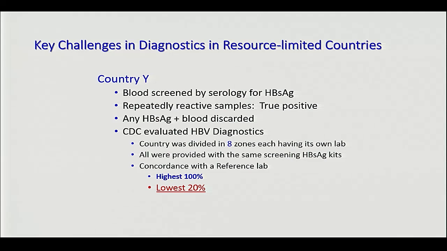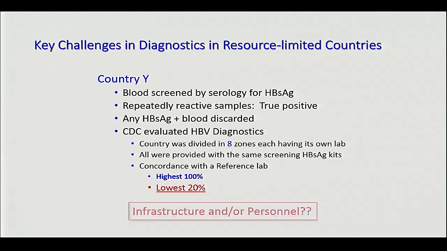Repeatedly reactive samples were considered positive, and here in this instance, 80% were false negatives, and these people were actually transfused with hepatitis B virus-infected blood. And when I tested these samples here, 90% of these HBsAg positive samples were also positive for HBV DNA with titers in the millions of international units. So you can imagine how these issues are impacting.